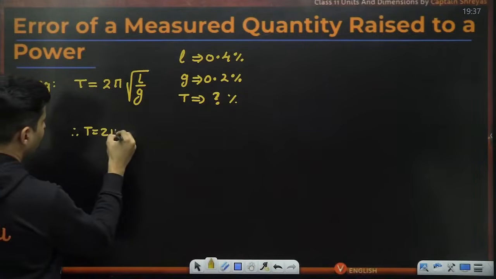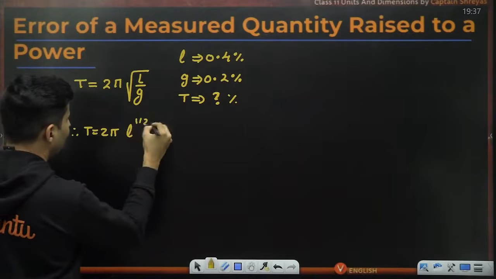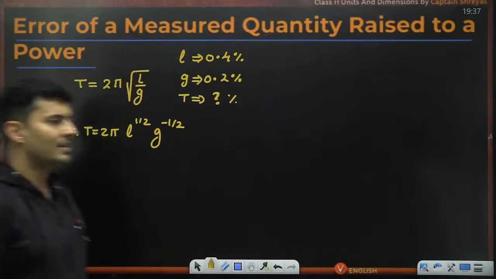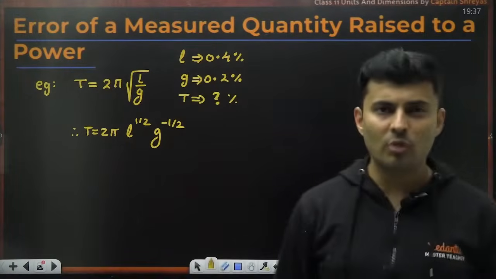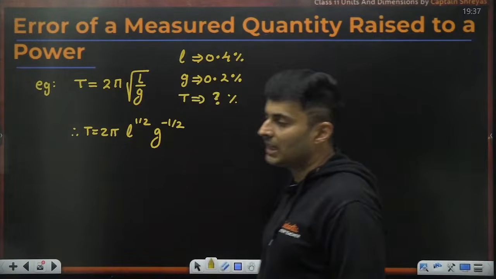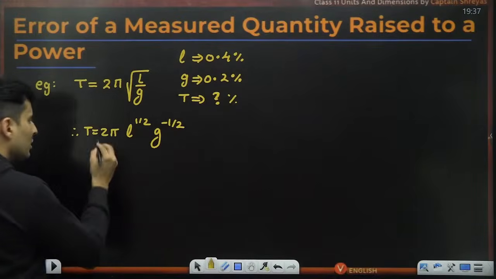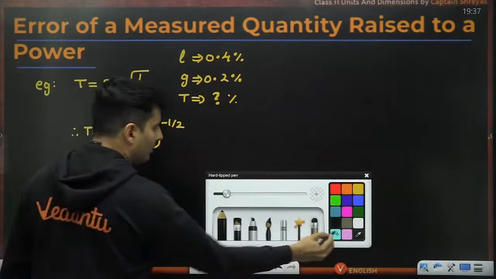T is 2 pi, L's power is half, G's power is negative half. Just check this out if you are accepting this. L's power is positive half, G is below, so negative half power, root means half power. Correct? Okay. So constants do not matter, never ever bother about it.